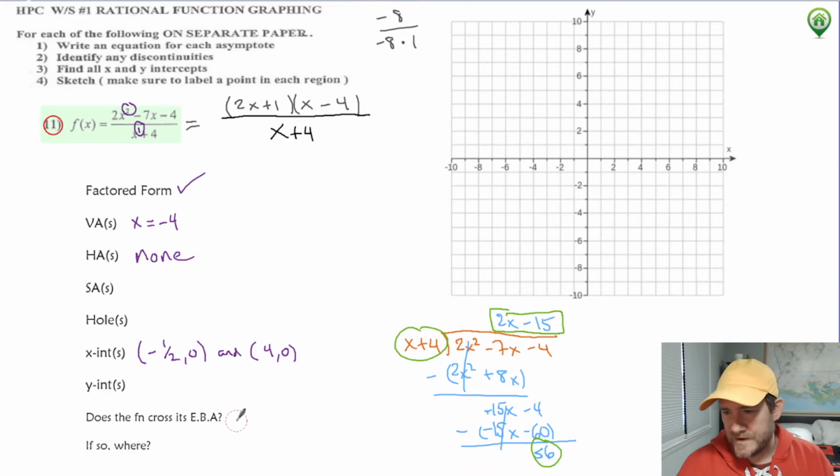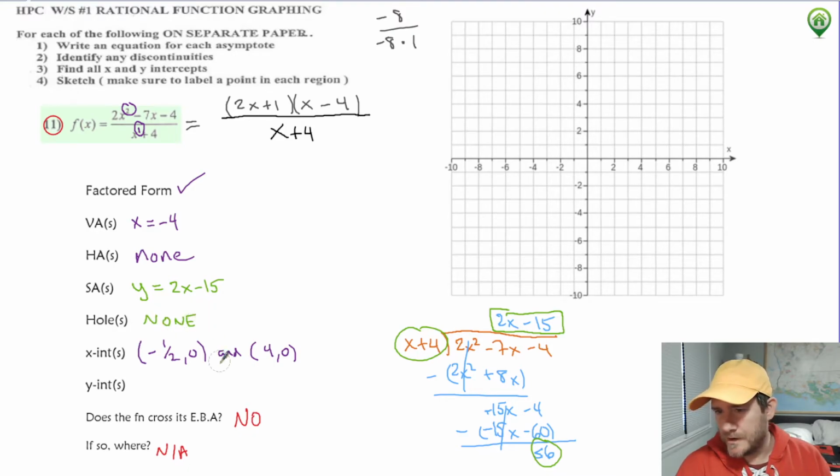But does it cross the end-behavior asymptote? No. If so, where? Not applicable. But whatever, let's see if we can't get something going here. Our slant asymptote at least has an equation of y equals 2x minus 15. We said there aren't any holes. We found the y-intercept. We found the x-intercepts. The y-intercept, again, is what you get when you plug in 0. So that'll give you negative 4 over 4, which is negative 1. So 0, comma, negative 1, of course.